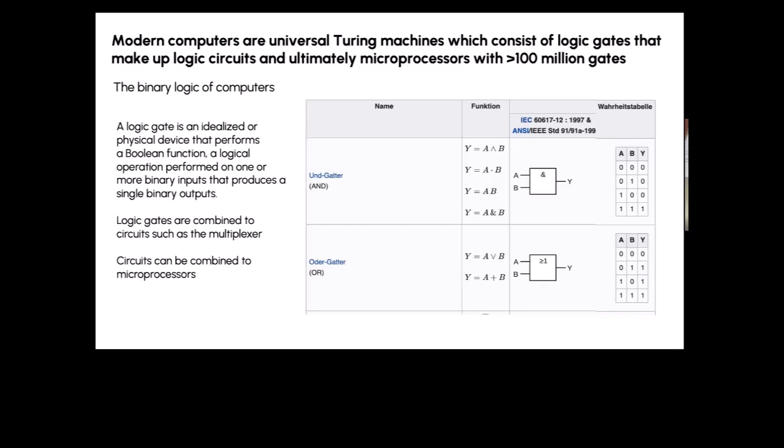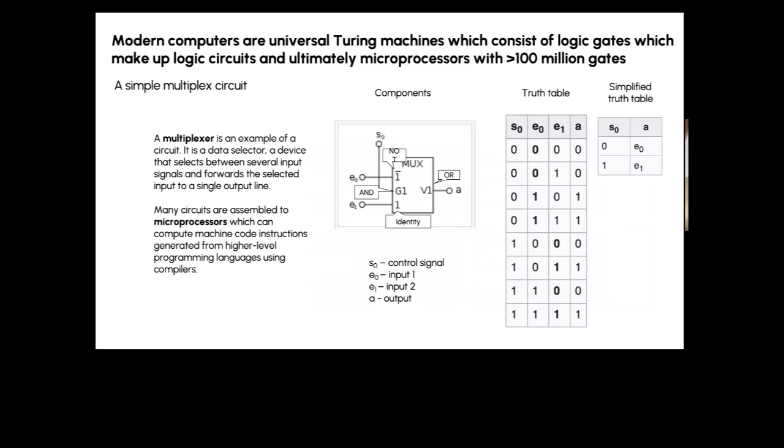So this is a multiplexer. And it has a truth table, right? So how does it work? It has a control signal called S0. It has an input 1, an input 2, and output. And you see here that the control signal decides on what is done with the input signals.